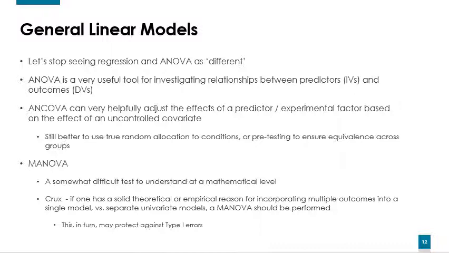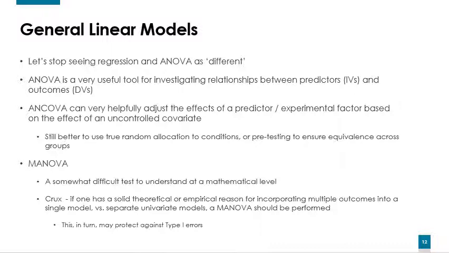ANCOVA can be really, really helpful to adjust the effects of your predictor or your experimental factor based on the effect of an uncontrolled covariate. But it's still better to try and use true random allocation to conditions or to pre-test to assure equivalence across groups rather than simply banging in covariates into some sort of model of the data.